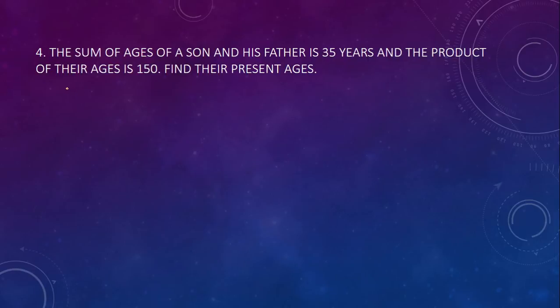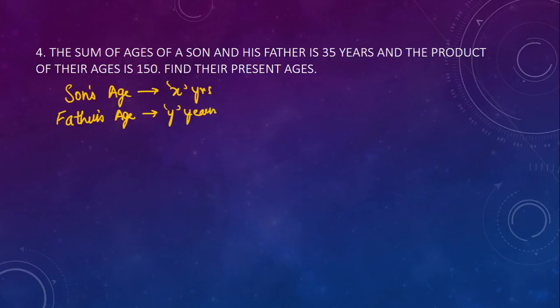Now let me assume that the son's age is some x years. And let me assume that the father's age is some y years. Now, they're saying that the sum of the ages of a son and his father is 35. So pretty much I can guess that the father is pretty young. He's not very old. And the son is also very young. So x plus y is 35 as per the given data.